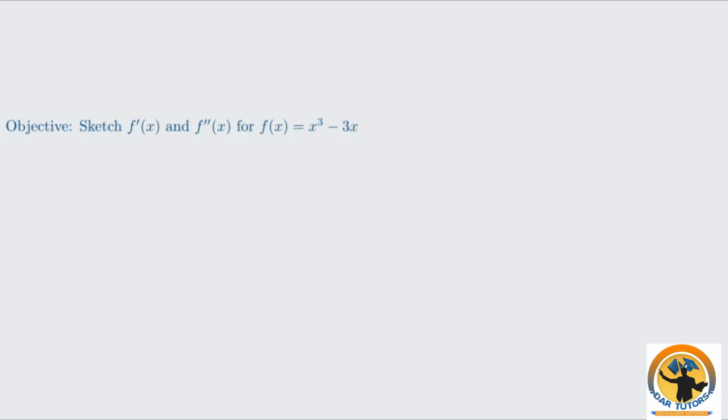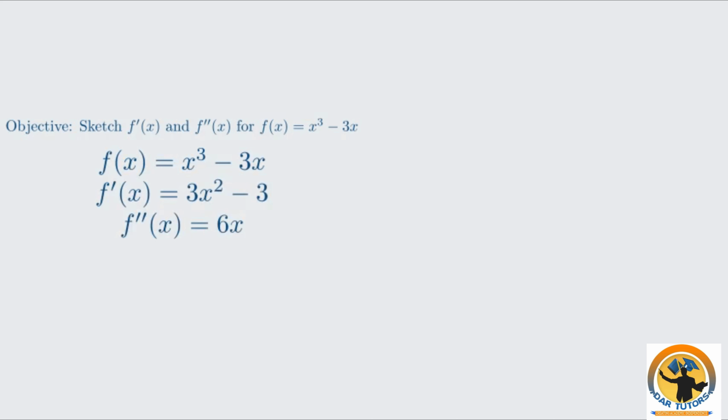First, let's find the derivatives. The first derivative, f prime of x, is 3x squared minus 3. The second derivative, f double prime of x, is 6x. Now let's analyze the original function f of x. This is a cubic function. Its roots are at x equals negative square root of 3, 0, and positive square root of 3. It has a local maximum at x equals -1 and a local minimum at x equals 1.